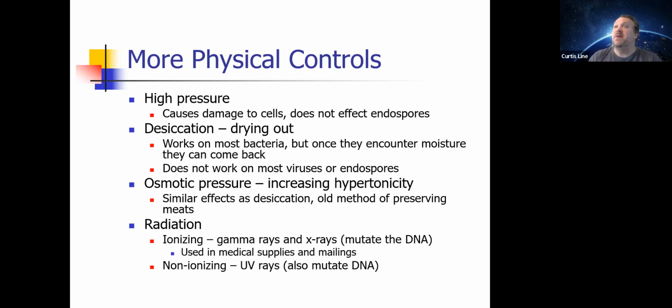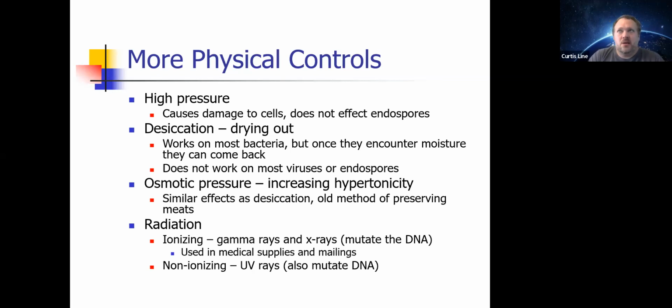I do want you to know the difference between ionizing and non-ionizing radiation. Ionizing radiation is the more dangerous type of radiation. That's gamma rays and X-rays. This type of radiation is used on medical supplies as well as the mail. So most of your mail is irradiated. Literally, they run the mail through X-rays so that any biological agents, pathogens, are killed by the radiation.